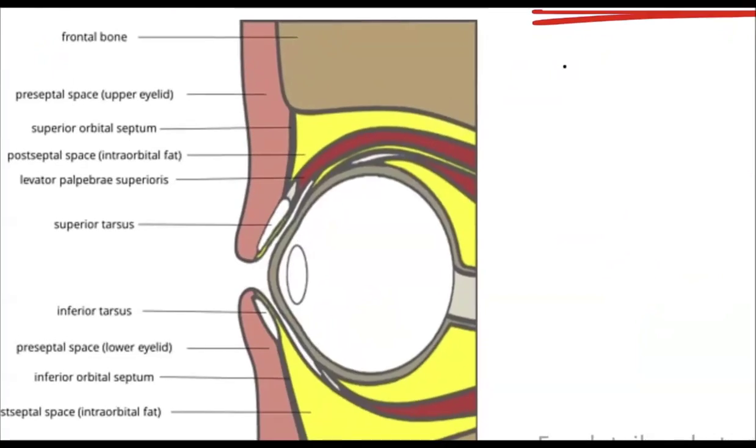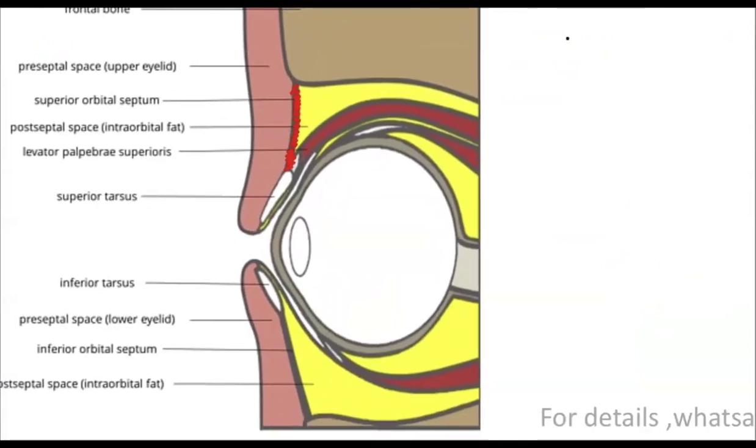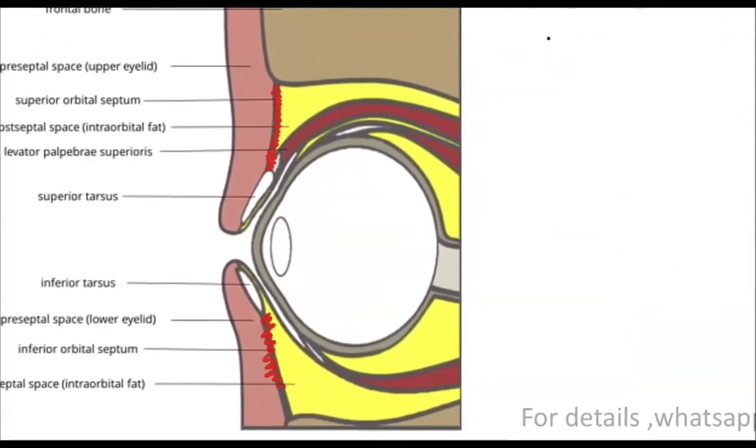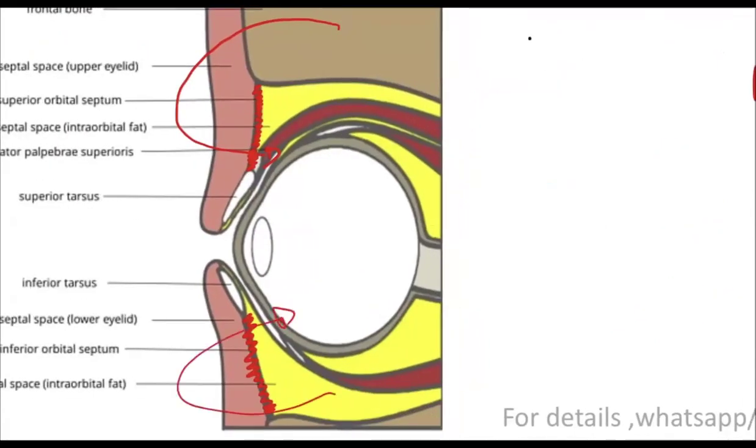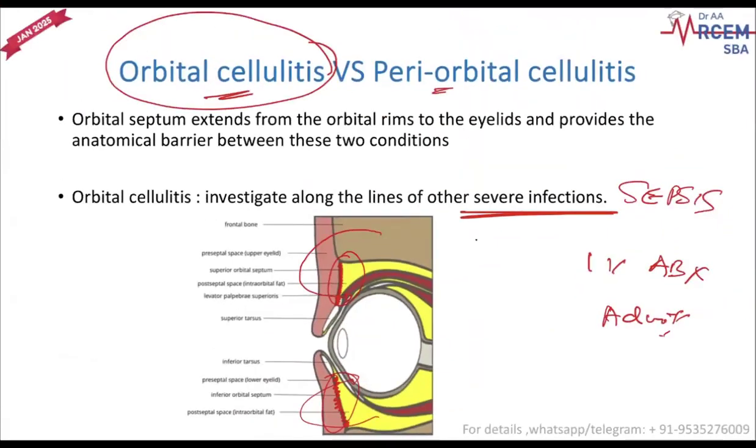The important structure you need to remember is the orbital septum. There is a superior orbital septum, this one, and an inferior orbital septum, this one. This orbital septum prevents the infection from spreading from the surrounding structures into the orbit. It prevents the spread of the infection. That is very important for us. That's why orbital cellulitis is rarely seen, because of the presence of the orbital septum.